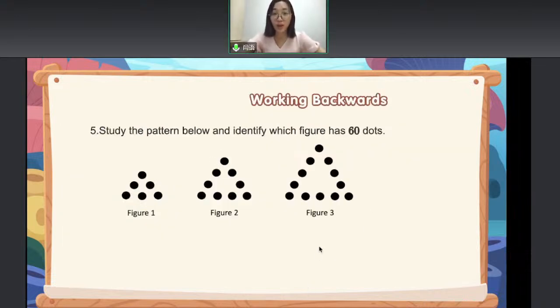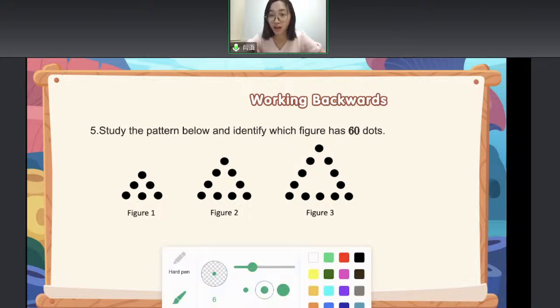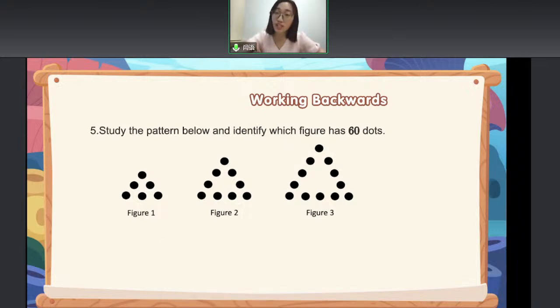Now, for the second part, this is about working backwards. Here is an example. Study the pattern below and identify which figure has 60 dots. Well, you can see that just now, we knew the figure number and tried to figure out the number of items. But now, we have 60 dots. That is the number of items, and you try to figure out which figure number it is. Again, what should we do?